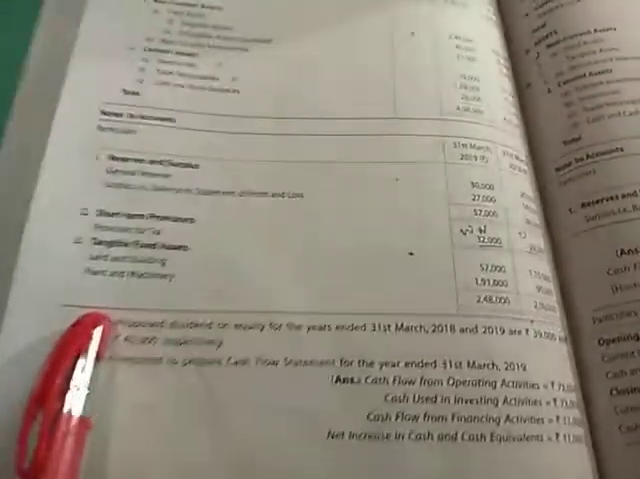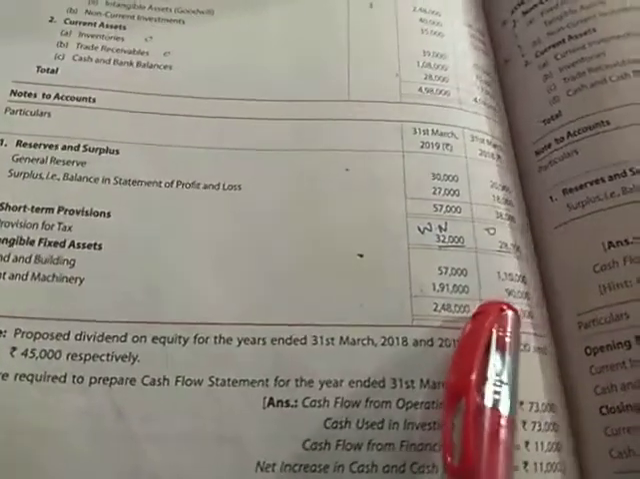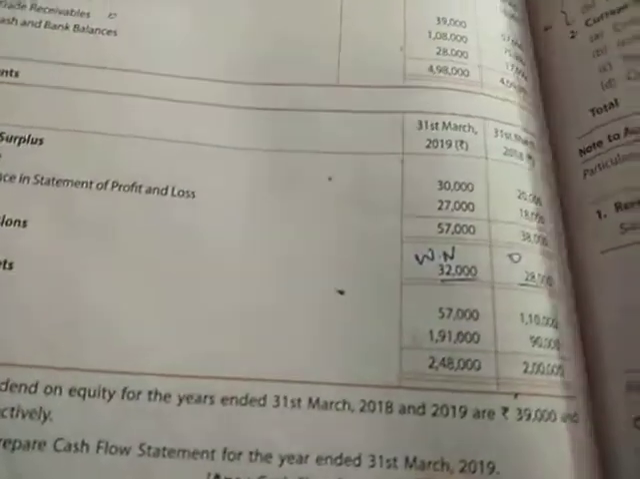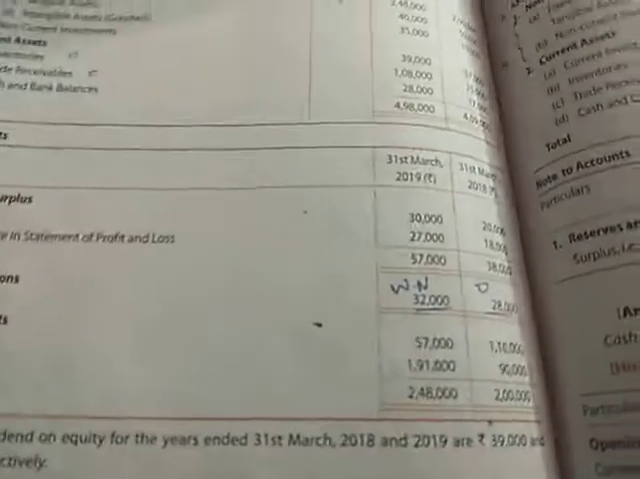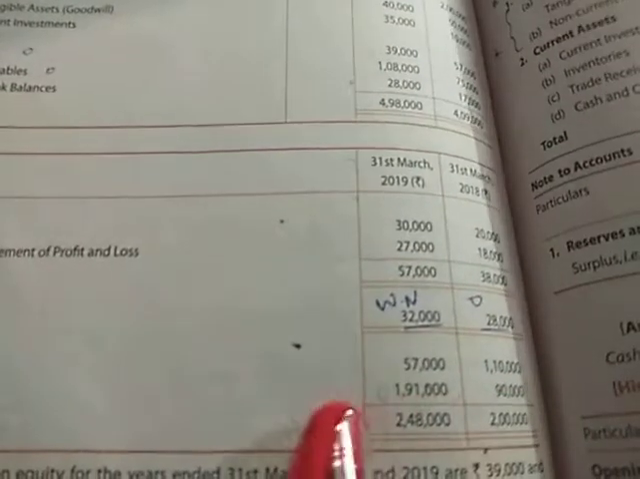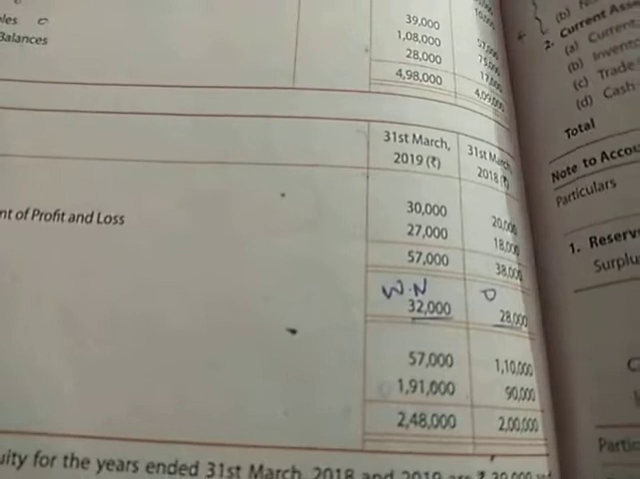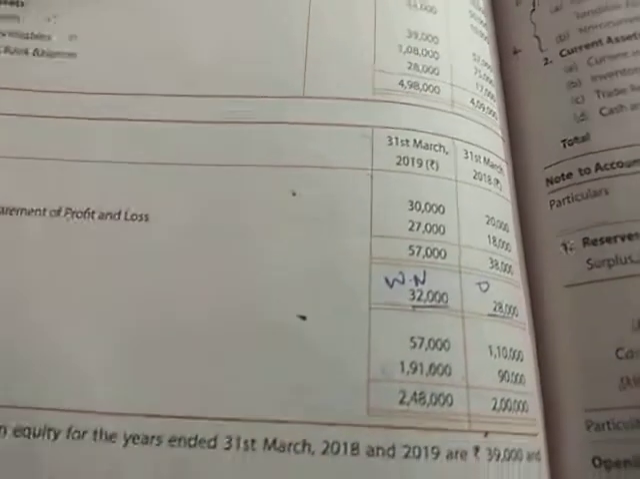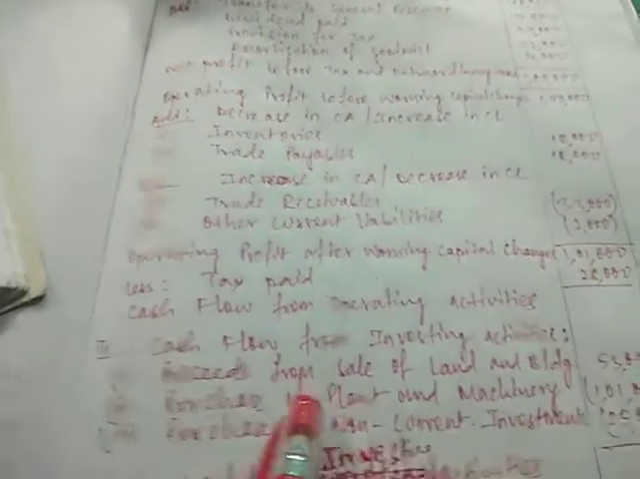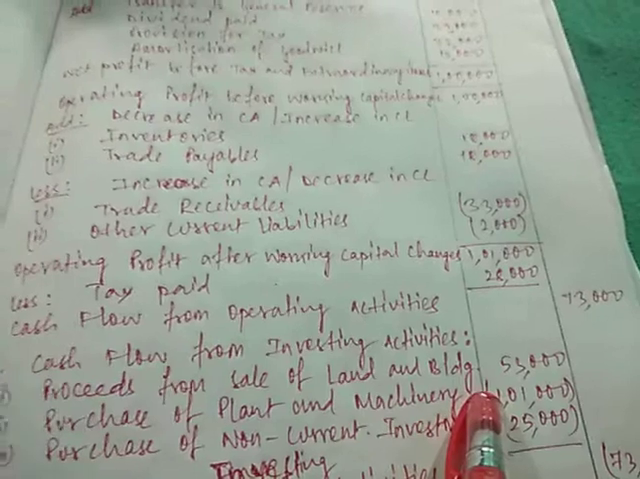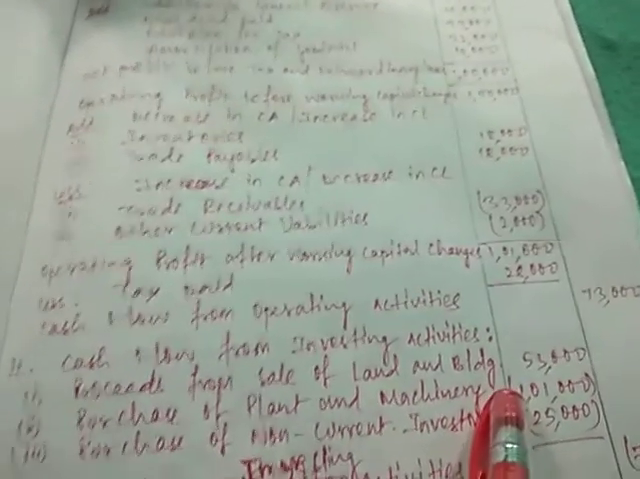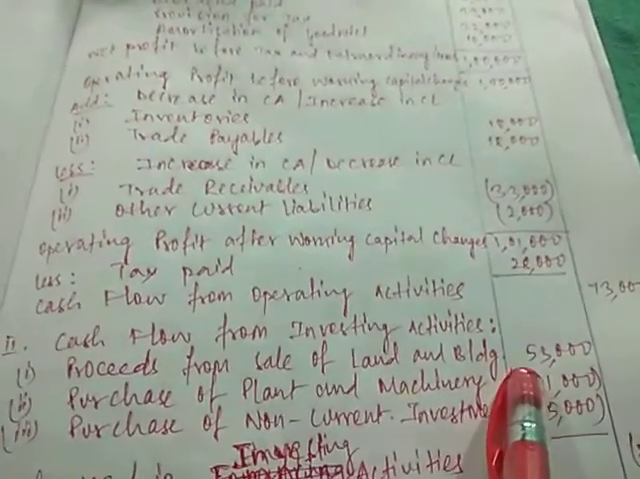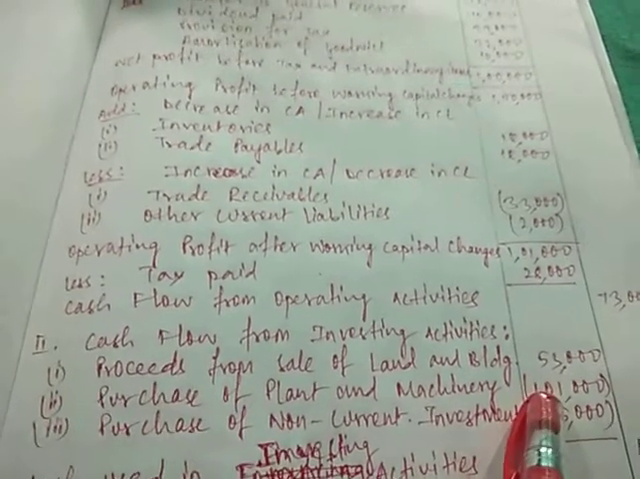Next, plant and machinery. Plant and machinery has increased from 90,000, here you can see 90,000 to 1,91,000. From 90,000 to 1,91,000, there is an increase. There is an increase of 1,01,000 in the figure of plant and machinery. So plant and machinery, here you can see purchase of plant and machinery, 1,01,000 will be subtracted, as this is a cash outflow. When you purchase plant and machinery, you need to pay cash. So 1,01,000 have been subtracted.